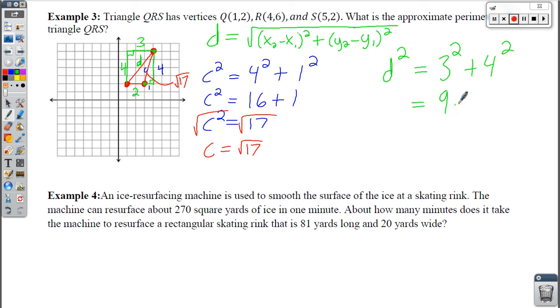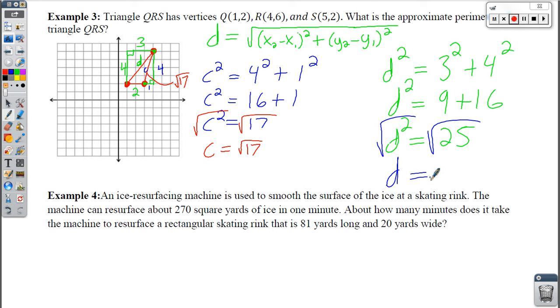3 squared is 9. 4 squared is 16. Add those together, you get 25. So d squared is 25. But again, we don't want d squared, we want d. So let's square root both sides. And we get d equals the square root of 25, which again, if you're doing a square root, I like to think of this like a question. So the square root symbol, that's asking you what number multiplied by itself gives you 25. That number is 5. So this distance here is 5.